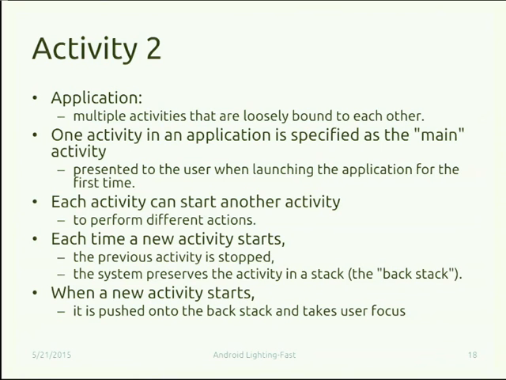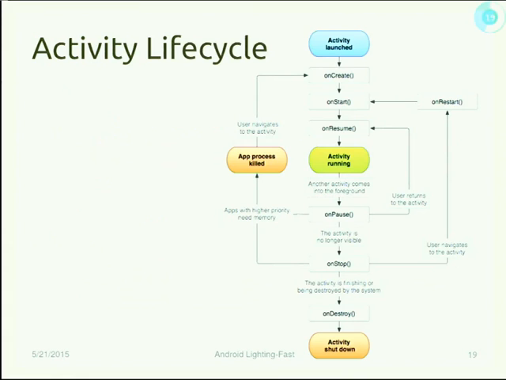What happens when an activity starts, which is the last information we need? Whenever a new activity starts, the previous one is stopped and pushed onto the so-called back stack. The back stack is the one we use when we press the back button. So when we start a new activity, the running one is stopped and put into the back stack, so that when we press the back button, we can get back the previous activity. When we start the application and the application was already running, it is taken from the back stack and put in the foreground. Okay, let's go deeper into the activity lifecycle so that we can start with the first exercise.